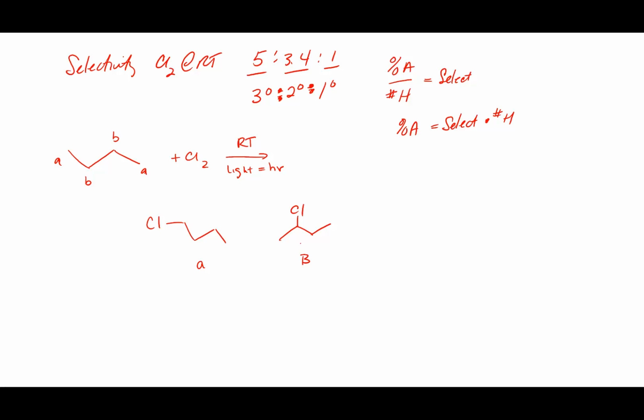And so if we wanted to calculate the numbers for product A, I would say, okay, the percentage of A is going to equal the selectivity for A. What kind of hydrogen gave me product A? A primary one. So that selectivity is 1.